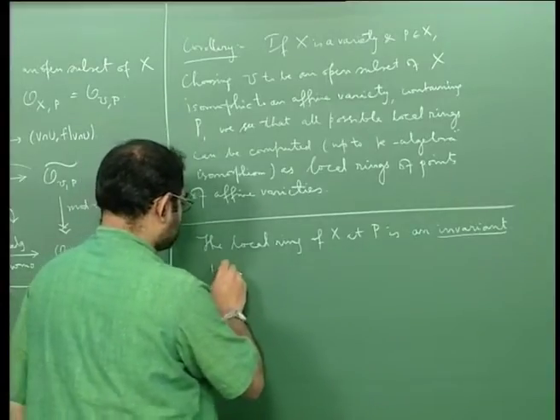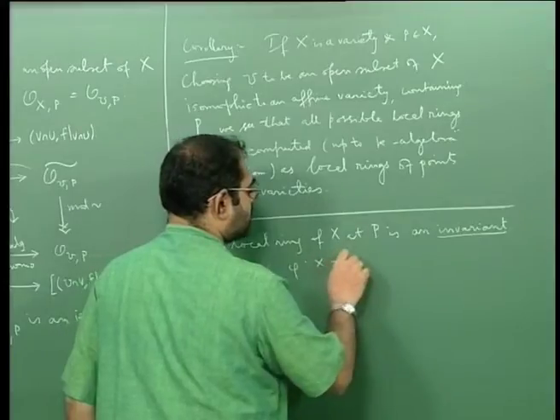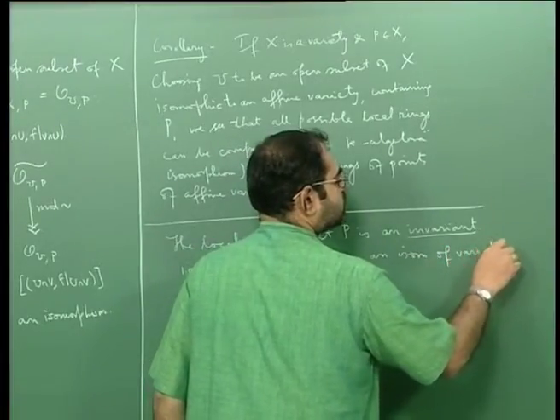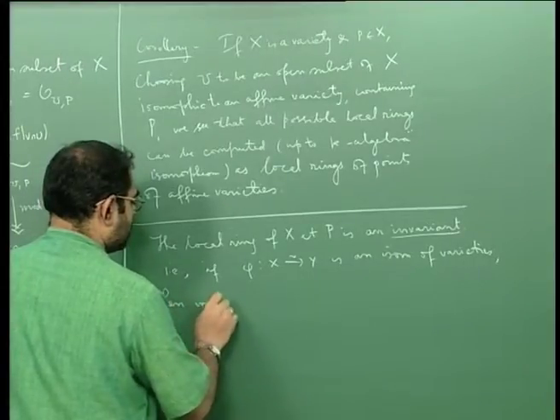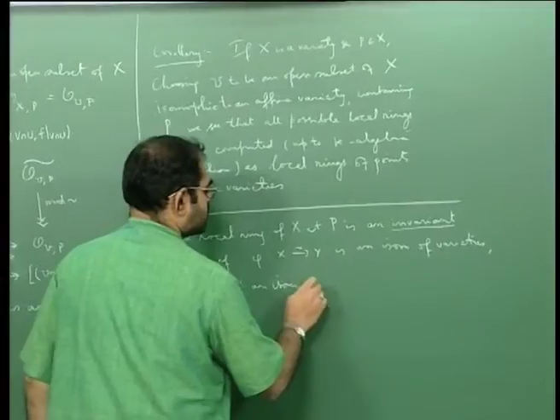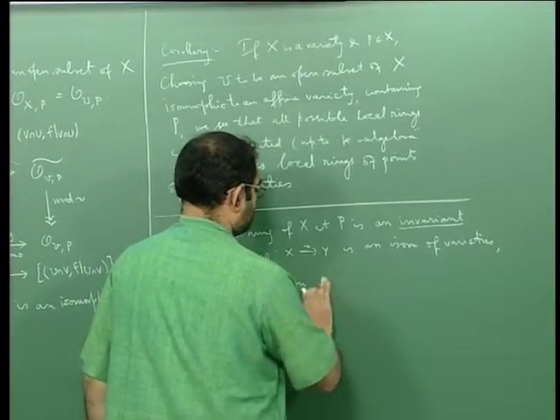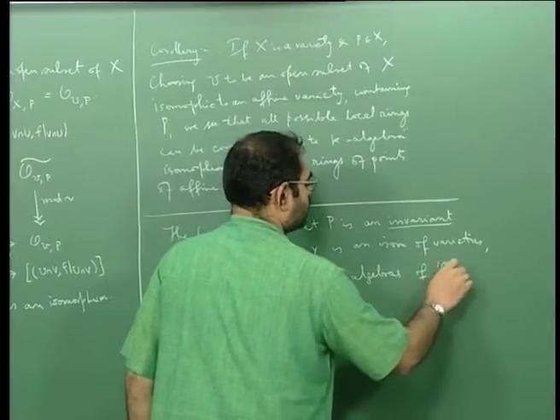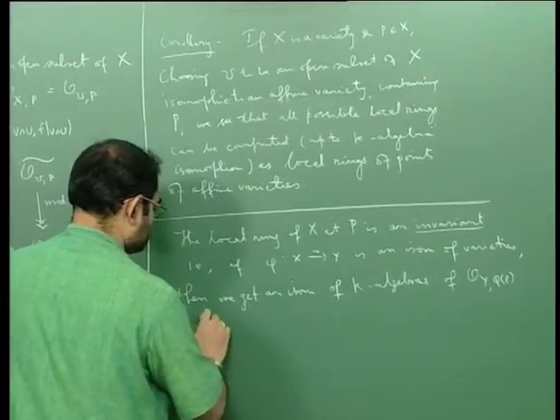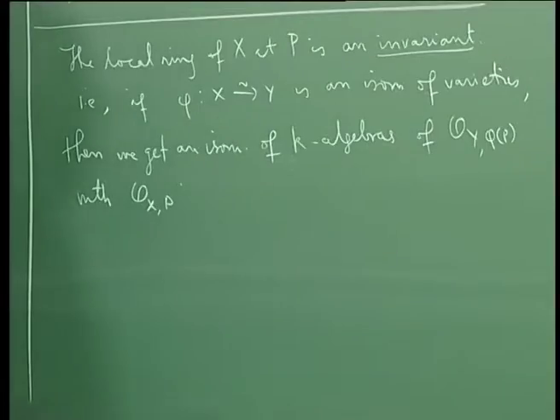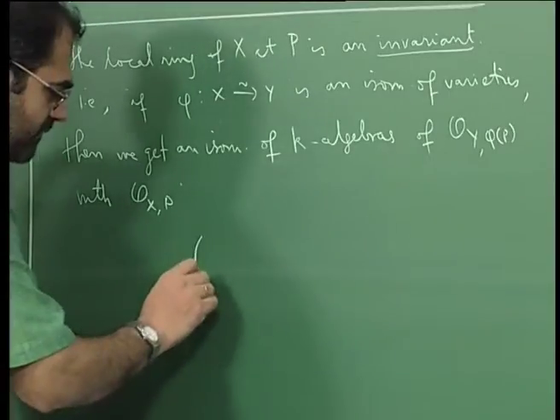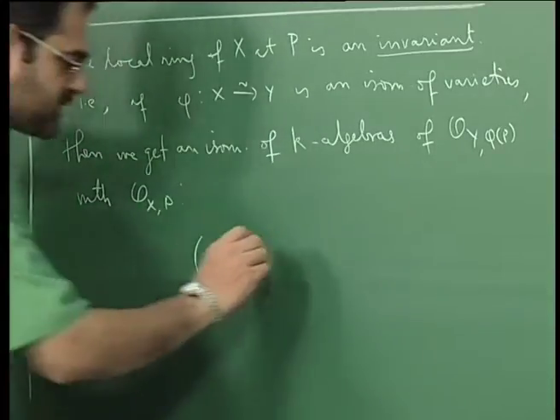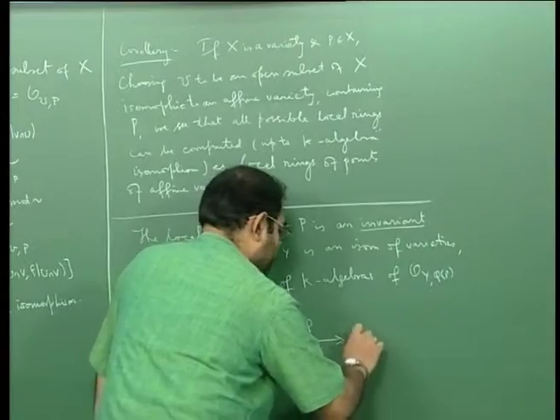That is, if phi from X to Y is an isomorphism of varieties, then we get an isomorphism phi of K algebras of O_{Y,phi(P)} with O_{X,P}. So the situation is that you have (X, P), which is called a pointed variety, that's a variety with a point, and you have this map phi, which is an isomorphism that carries (X, P) to (Y, phi(P)).